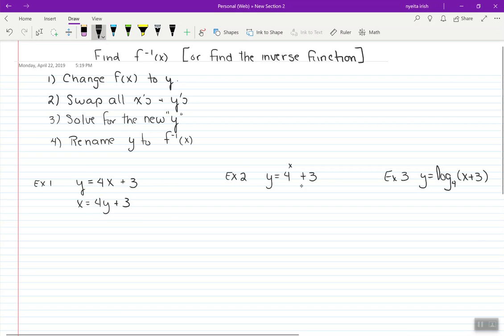But this goes for any function, so I can look over here at example 2, do the same thing. And come over here to example 3, do the same thing.